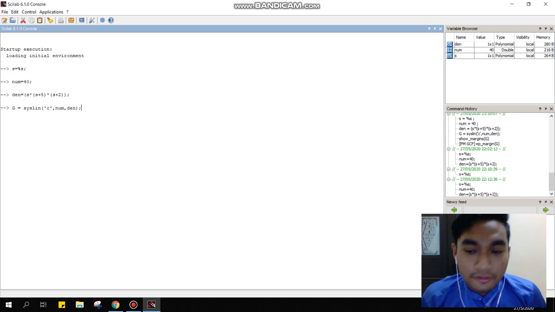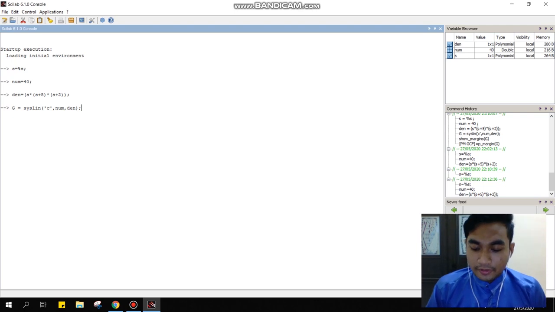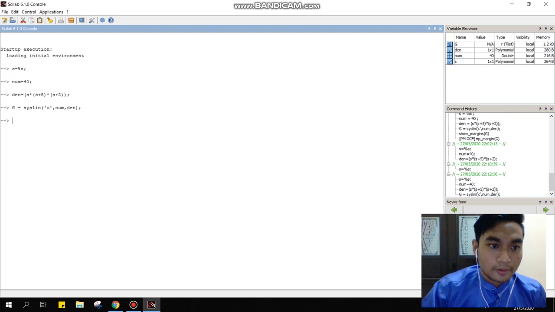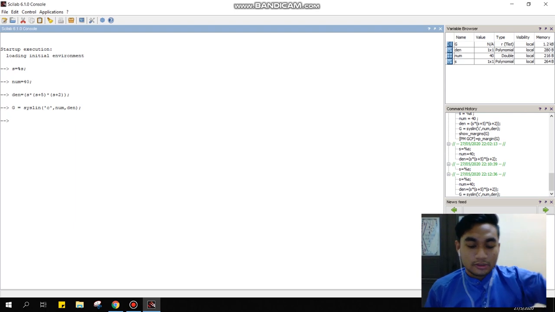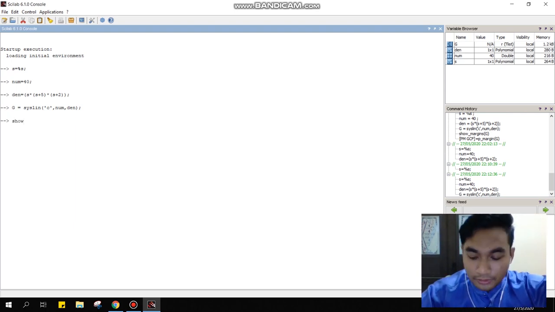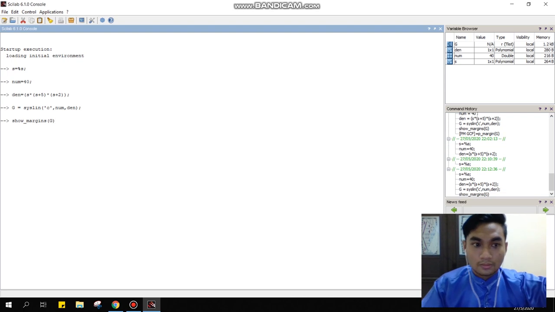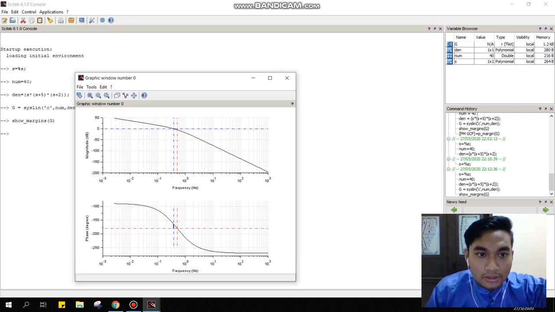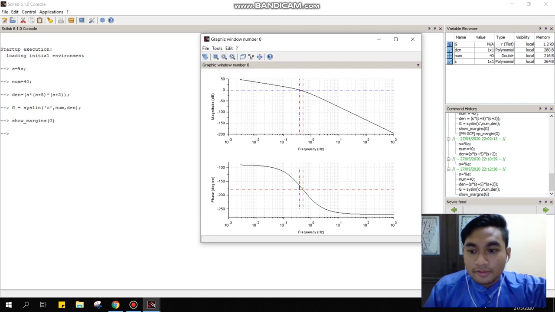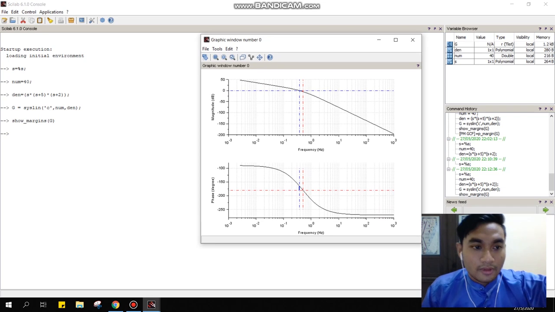Then divide by the denominator for the whole equation, and then for the graph, show the Bode plot of the whole equation G. Okay, this is the graph. We have got the graph.